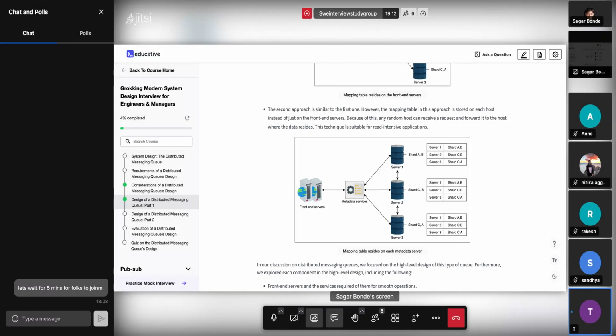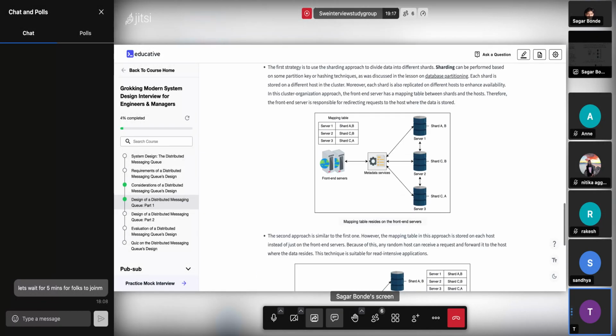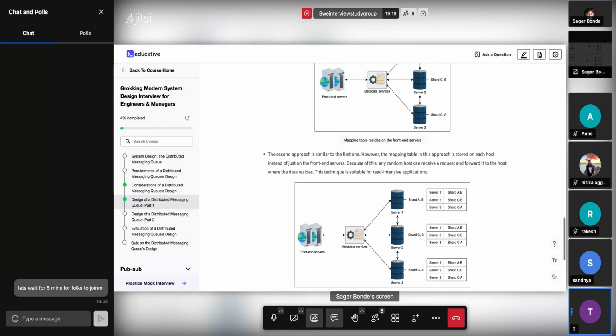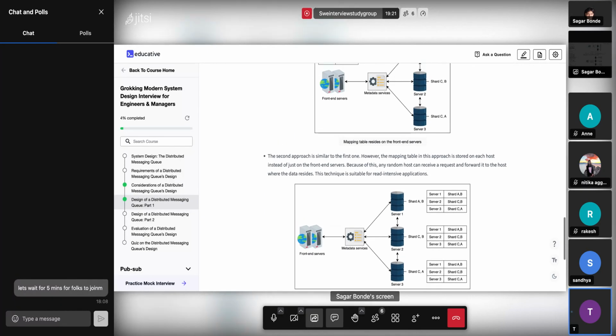How does the request go? I think I missed that. Does it check all the shards in parallel, or the servers in parallel, or does it check the first one, and if it is not there, then it goes to the second?